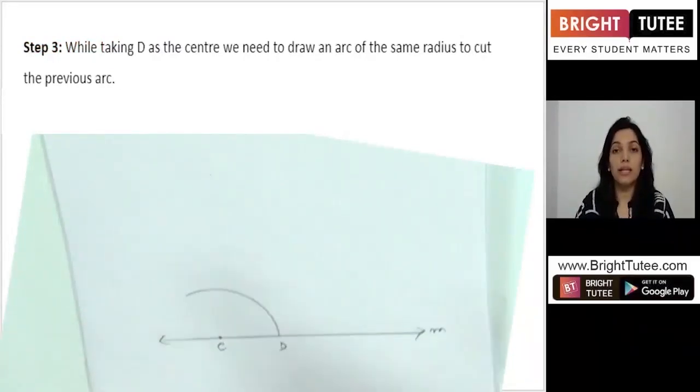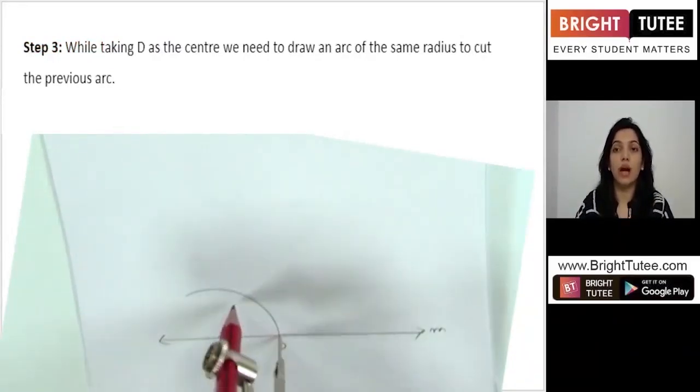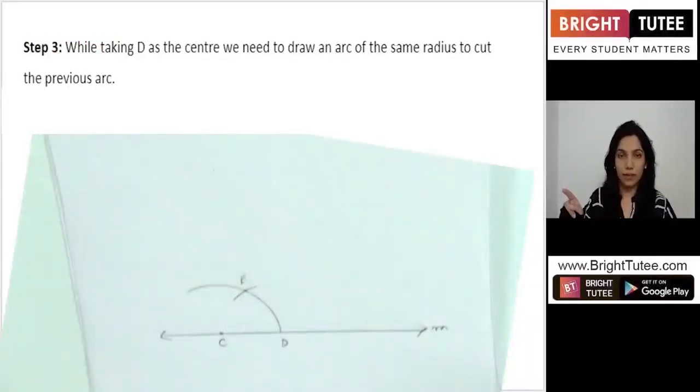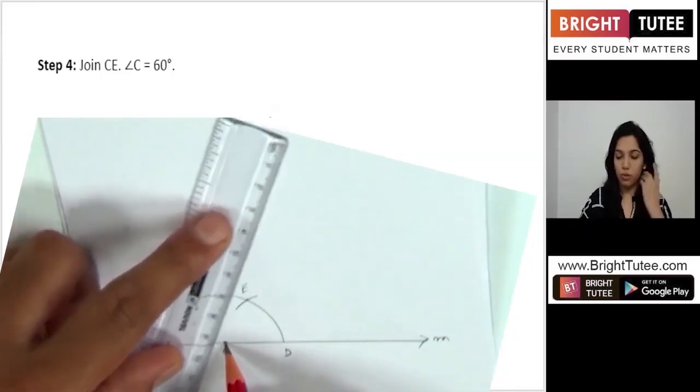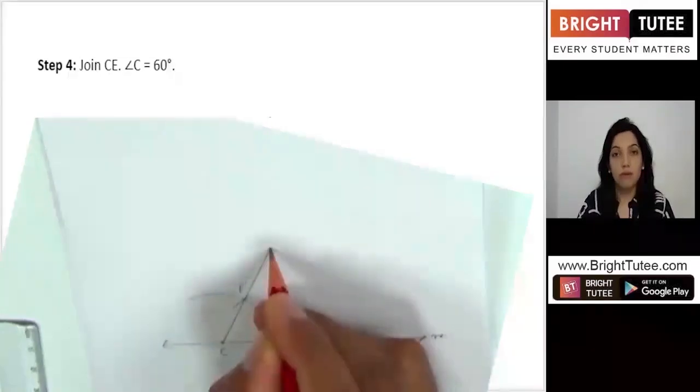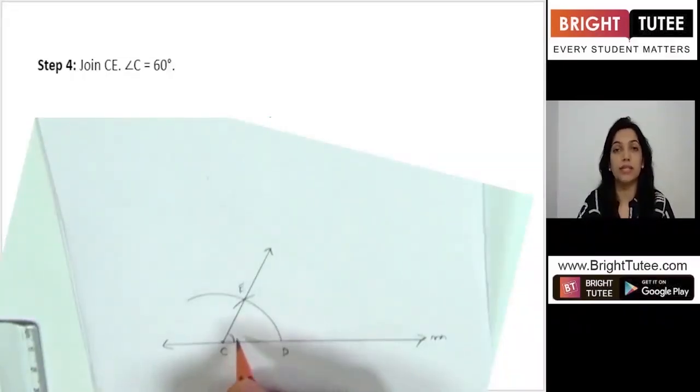Now, taking D as the center, we need to draw an arc with the same radius. First of all, you had this line M. You chose a point C on it. With any suitable radius on the compass, you make an arc. It meets the line M at the point D. Without disturbing the opening of the compass, you put the pointer at D and cut the previously drawn arc, like you are shown here. Now simply join the two points, that is C and point E, and what you have got is your angle C of measure 60 degrees.